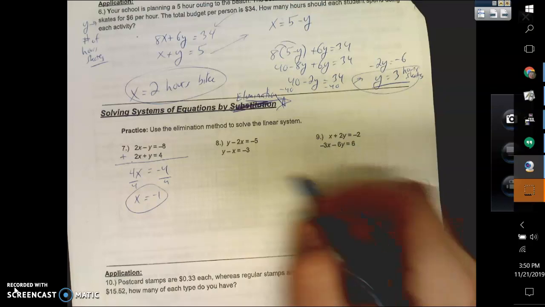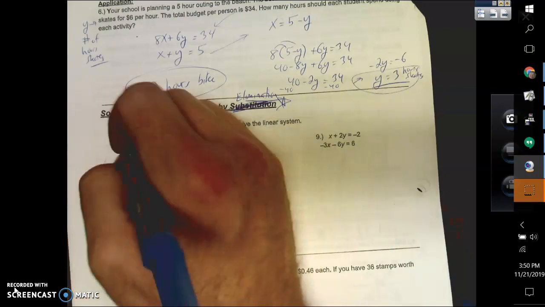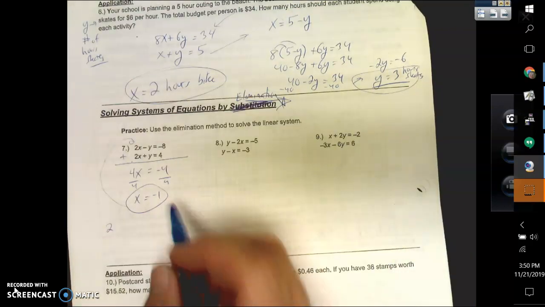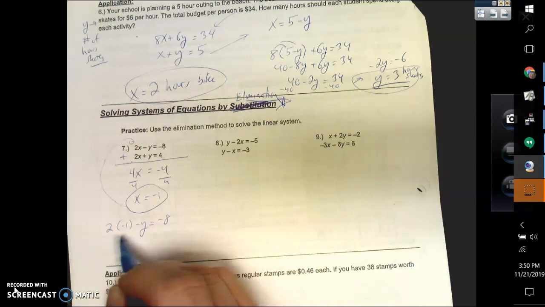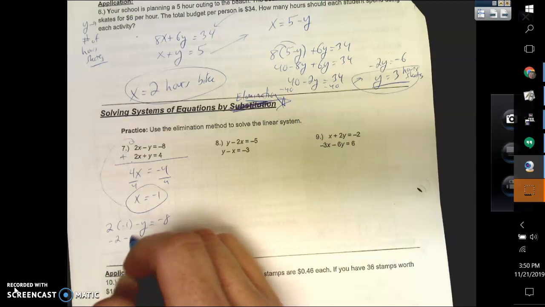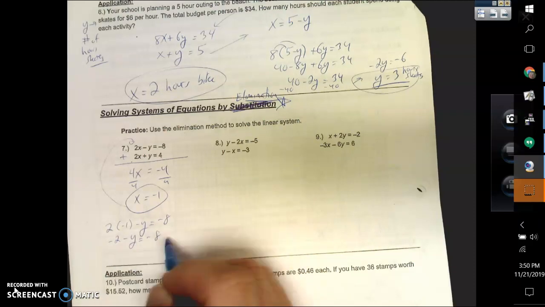And then plug it back in. So if I plug it back in, I'm going to go with the top one. So 2 parentheses negative 1 minus y equals negative 8. Multiply them together. Negative 2 minus y equals negative 8. Add 2 over.